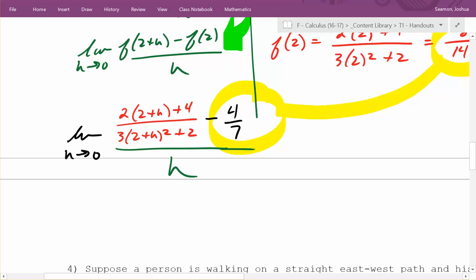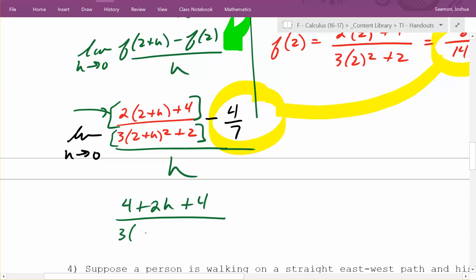Now, when you're simplifying this, do not try to simplify everything all at once. Simplify a numerator, simplify a denominator. So if I were to do that, what does the numerator here become? Can someone just tell me what that becomes? 4 plus 2h, yep. Plus 4. And who wants to tell me what the denominator is right here? What's that one going to be? Well, 3 times 2 plus h squared plus 2 minus 4/7 all over h.